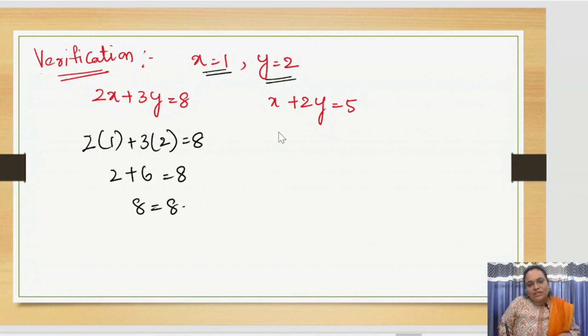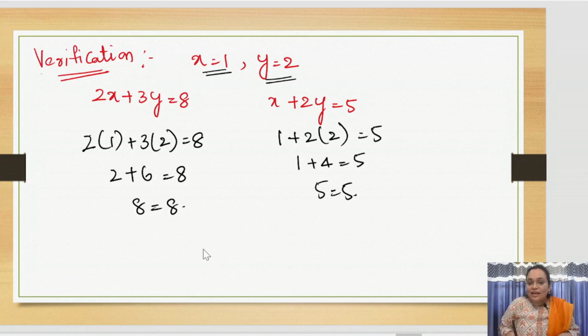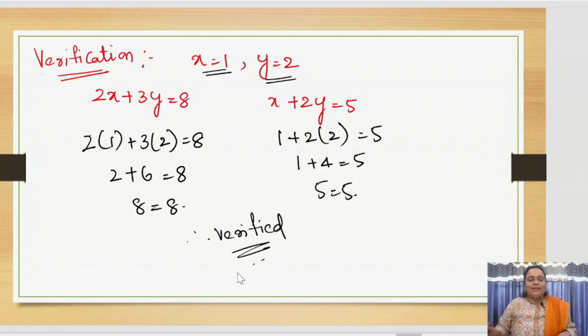Let us see the next equation. 1 plus 2 of 2 is equal to 5. 1 plus 4 is equal to 5. 5 is equal to 5. So we can say that the x and y values satisfy both the equations on both the sides. Therefore, verified.